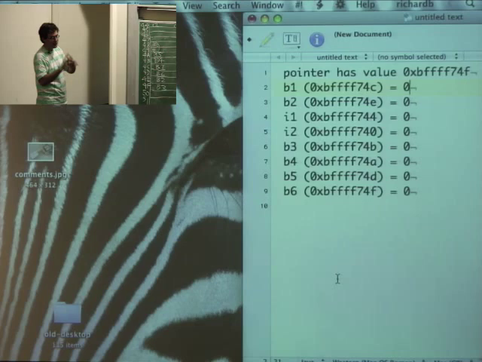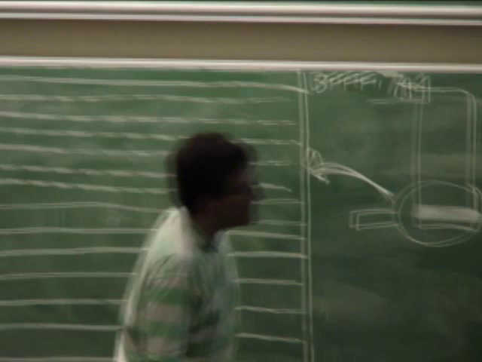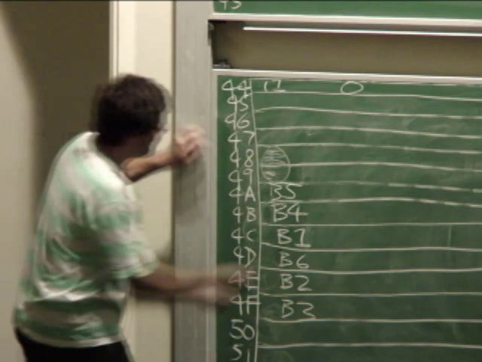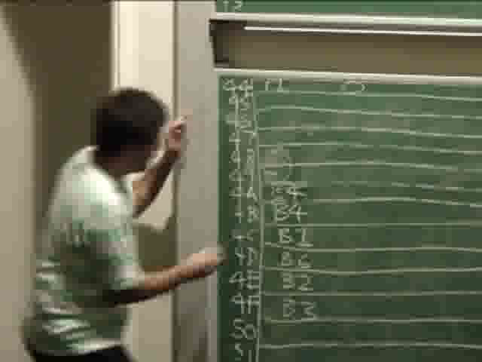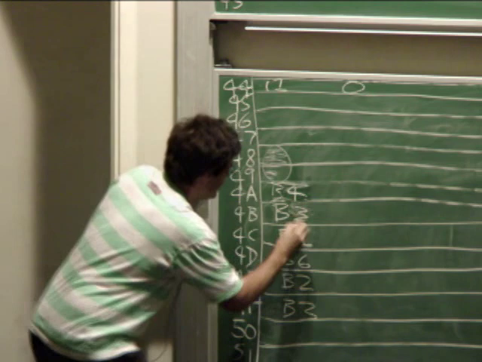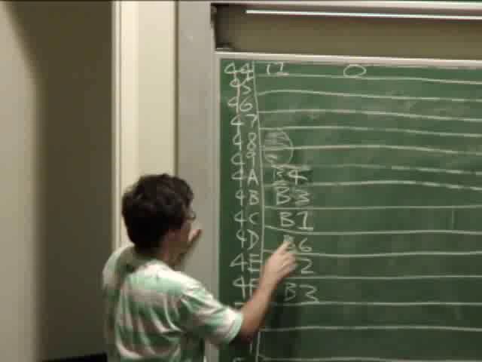So let's see. 4F is B3. Is that right? Has that all stayed or has it moved things around a bit? Ah, it's moved them around. Well, it's allowed to. Every time we recompile, it can make new decisions. So can you guys call out, what's stored at 4A? B4. What's stored at 4B? What's stored at 4C? What's stored at 4D? What's stored at 4E?